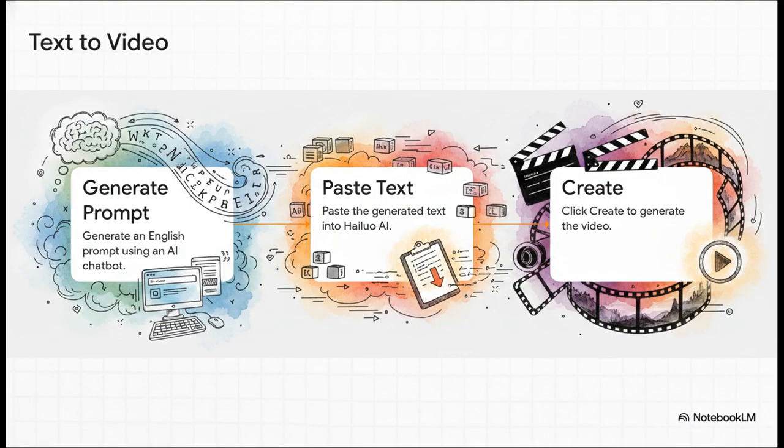So once you have that perfect English prompt, the actual workflow is incredibly straightforward. Step 1, generate your prompt using that AI chatbot we just talked about. Step 2, grab that text and paste it straight into the Type Your Idea box right at the top of the HALUI AI interface. And Step 3, simply hit the Create button. Seriously, that's the whole shebang. You are quite literally just copy-pasting your way into generating a cinematic video sequence.